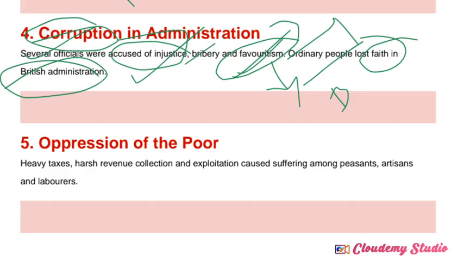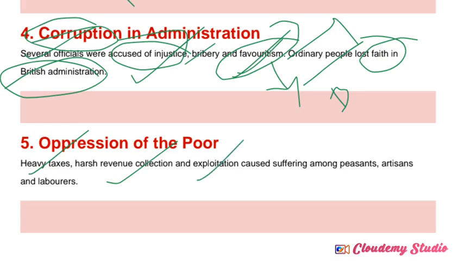Oppression of the poor means poor people were completely neglected and dominated, correct? So how did the British East India Company dominate the poor and destroy the Indian people, leading them to a poor lifestyle at that time? They started to impose heavy taxes and harsh revenue collection. Harsh revenue collection means the British officers appointed to collect taxes from Indians behaved very harshly towards Indian farmers and the poor people at that time.